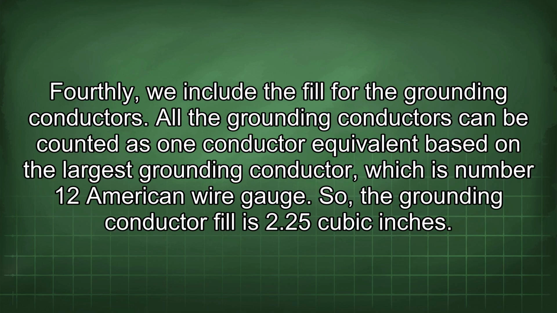Fourthly, we include the fill for the grounding conductors. All the grounding conductors can be counted as 1 conductor equivalent based on the largest grounding conductor, which is number 12 American wire gauge. So the grounding conductor fill is 2.25 cubic inches.